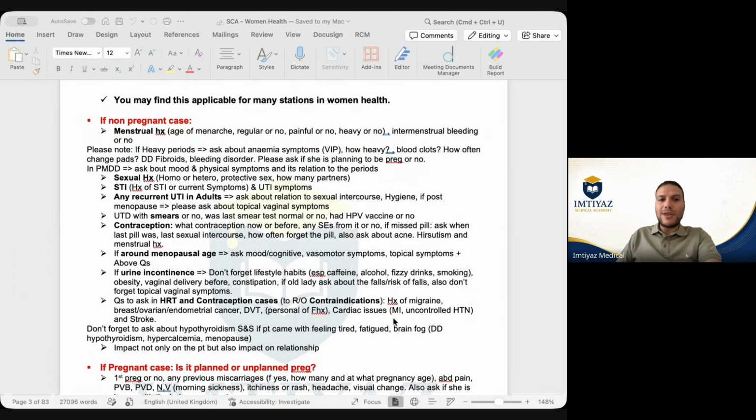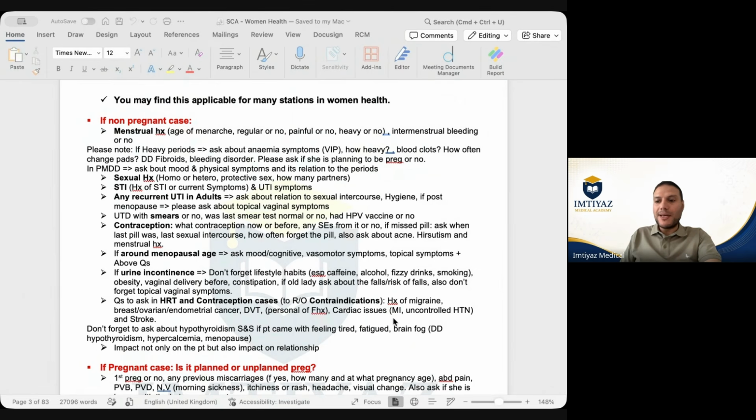And please don't forget HRT cases. You need to ask about sexual activity. Why? HRT is not a contraception. HRT is not a contraception. And I know some of your colleagues, in HRT cases, forget to ask about sexual activity. If you do that, you are putting your history-taking domain at risk.